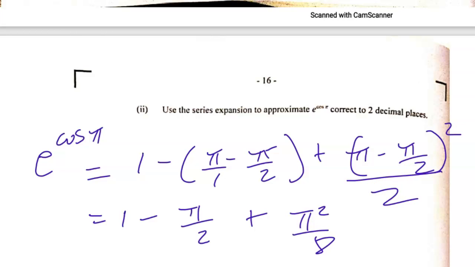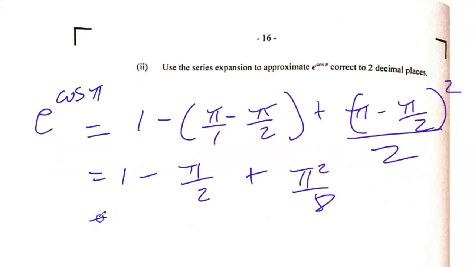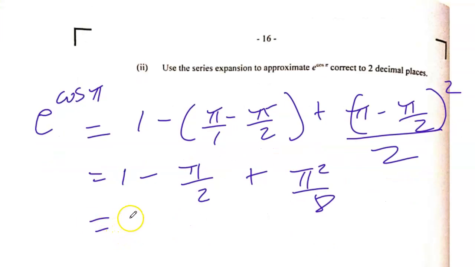And of course we can use our calculator, replacing pi with 3.14, and I'm getting 0.66245 when I'm using pi to be 3.14. To 2 decimal places, that's 0.66.